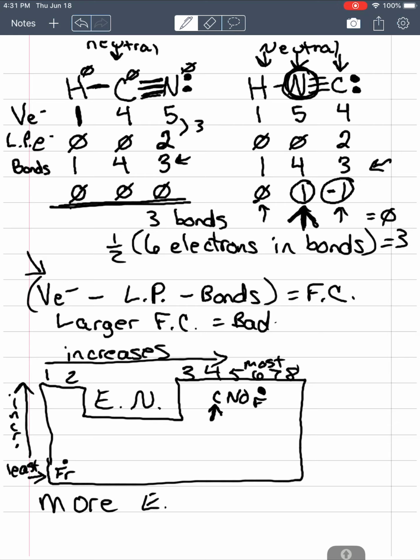So the more electronegative atom gets the negative formal charge, if there's one to be given. But even so, if you have the option between some negative and positive formal charges or all zeros, choose all zeros. Choose the lowest formal charges you can get.